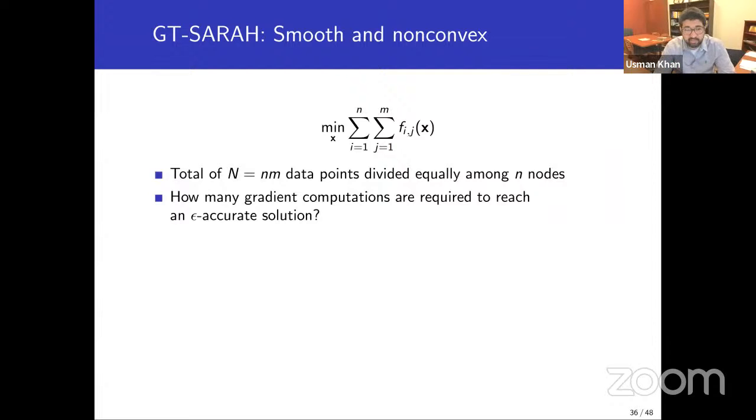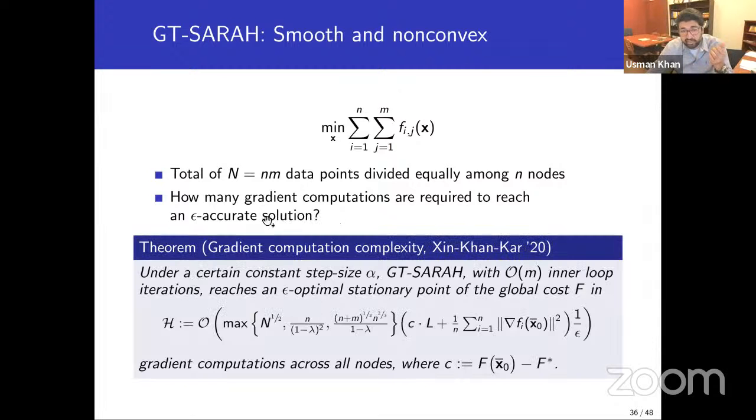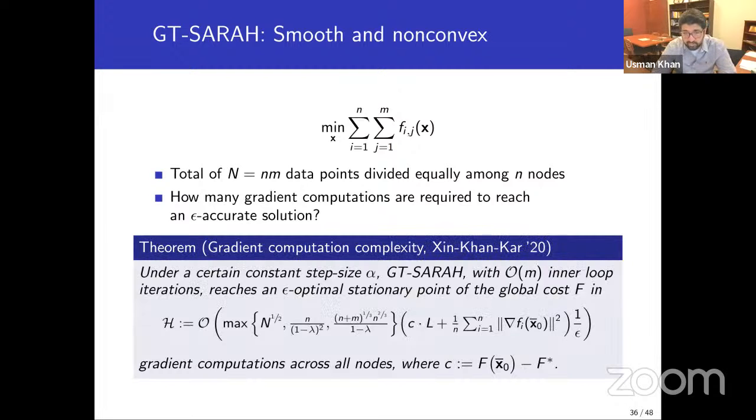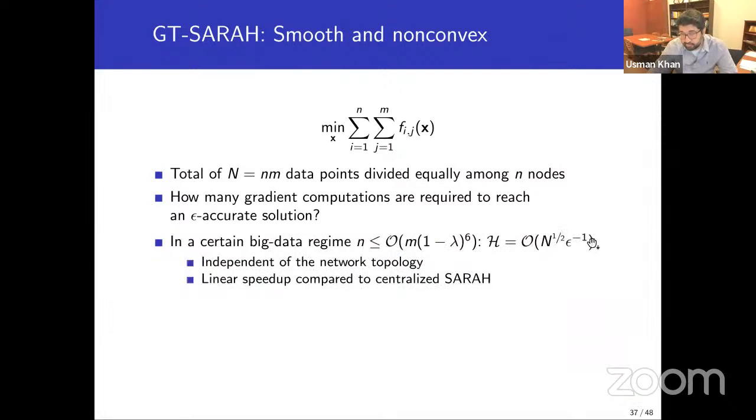And if you look at this problem and ask another parallel question, what is the number of gradient computations required to reach an epsilon accurate solution when each node has little m non-convex functions and I have n nodes? So we have this result, which in a certain regime that we call the big data regime, as I described earlier, this complicated expression reduces to this curly H.